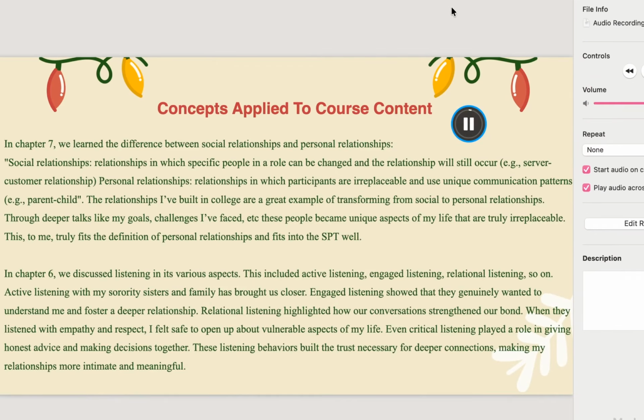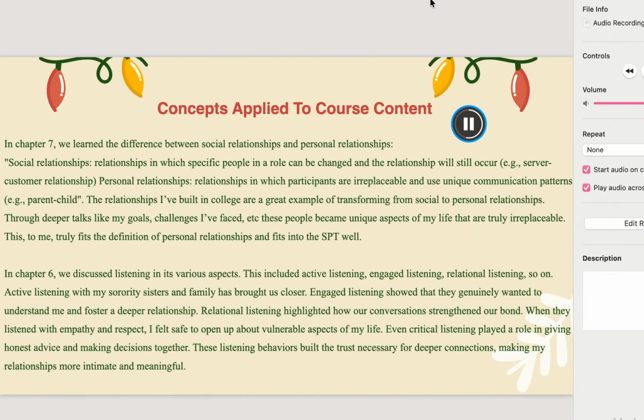Now applying SPT to the concepts that we learned in the course content. In chapters 6 and 7, we talked about various topics like listening in its various aspects, as well as the difference between social relationships and personal relationships. As for listening, this included active listening, engaged listening, and so on. I can definitely say that engaged listening showed that these girls really wanted to understand me, get to know me better, and foster this deep relationship with me over time. Even critical listening, that tough love you hold in friendships, played a role in giving me honest advice in decision making.